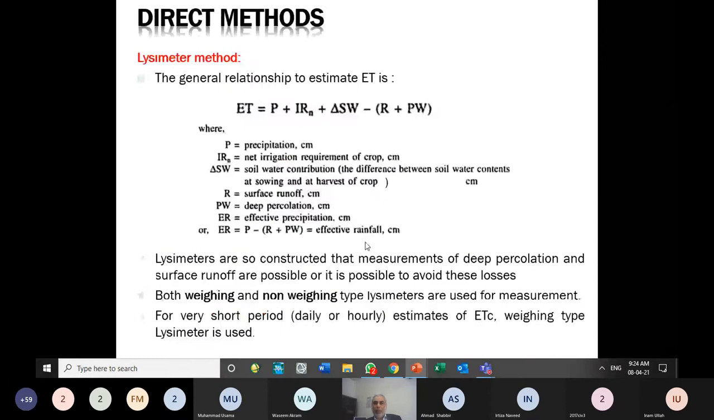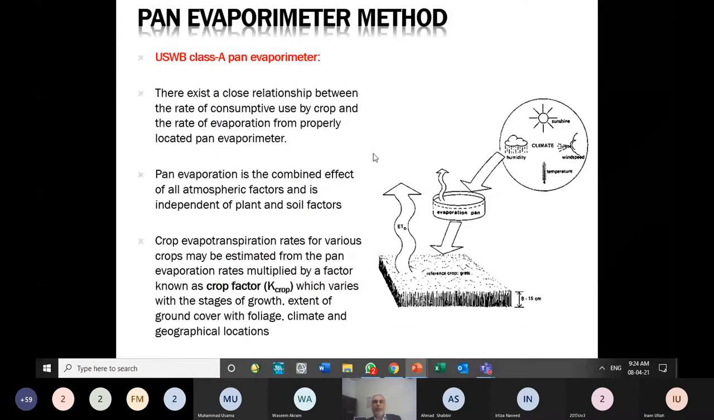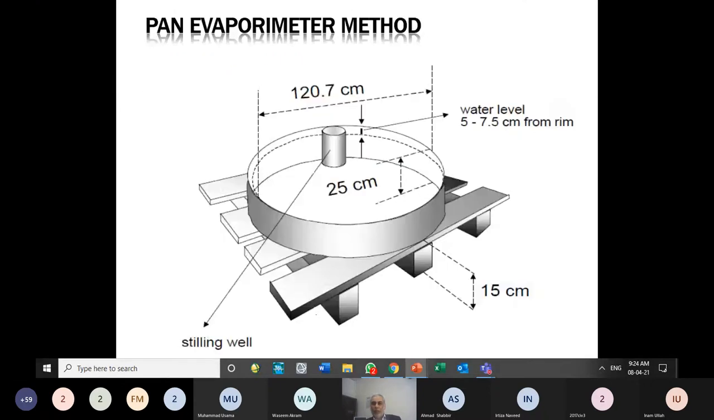The second type of method is the pan evaporimeter. You have studied different kinds of evaporation pans in subsurface hydrology. You remember those. There are some sunken pans, some pans with a screen, and the one pan which was mostly used we call the standard pan or class A pan, the US Weather Bureau class A pan. That is utilized more frequently, so that's why we will mention that one here also. The pan is a simple construction, a tank of 1.2 meter diameter, 120.7 centimeter diameter, with a depth of 25 centimeter.